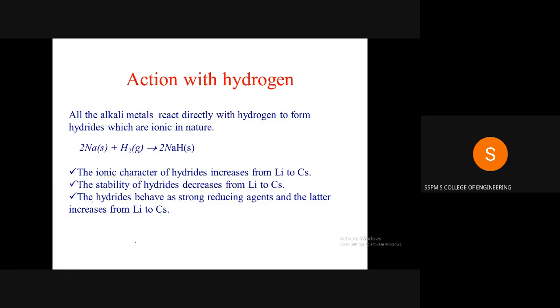Then hydrides behave as strong reducing agents, and the latter increases from lithium to cesium. So sodium hydride acts as a stronger reducing agent than sodium, because when it reacts with hydrogen, it forms double power and double characteristics of a reducing agent. So sodium hydride is a powerful reducing agent. It acts as a strong reducing agent.